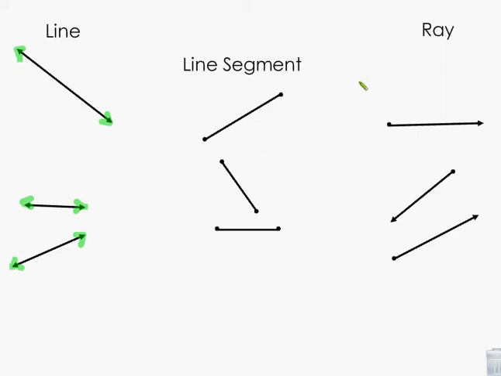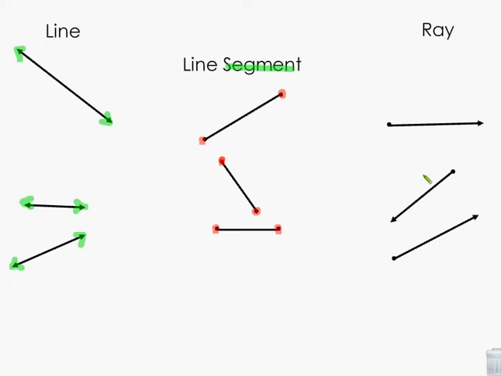These are line segments. Segment tells you that it's part of a line, so you should notice that it has two endpoints. Each line segment has two endpoints to tell you that it stops. They're not like lines, they don't go on forever. They represent a part of a line. They have endpoints. They stop.